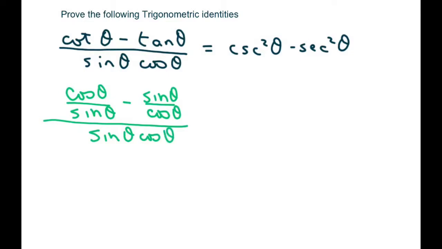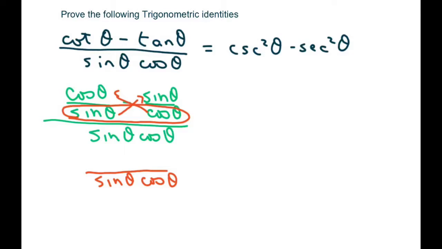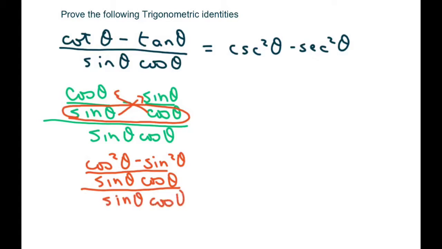Now for the numerator, I'm going to go ahead and use a common denominator here. So when you have your common denominator, sine theta, cosine theta, you can cross these two. So you're going to get cosine squared minus sine squared all over sine of theta, cosine of theta.